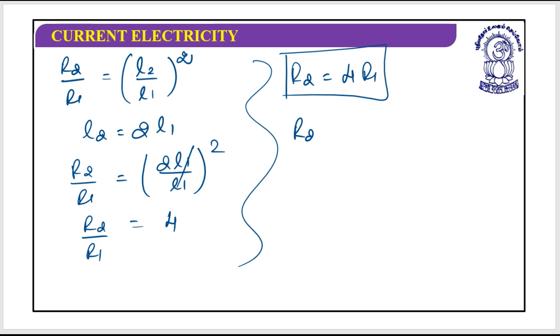So if the initial value was R, the new resistance will be equal to 4 times the previous value. So this R2 should be equal to 4R. I hope these things are clear.